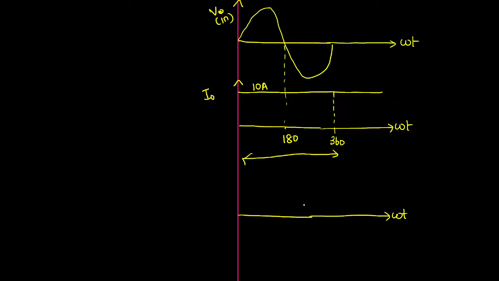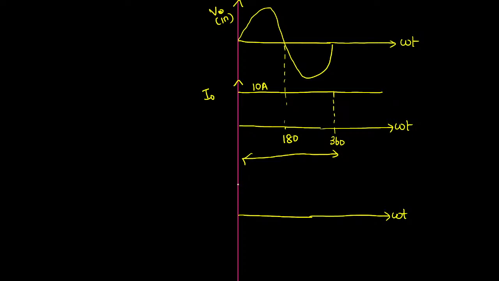For one 180 degrees, thyristors T1 and T2 will be on, and for another 180 degrees, thyristors T3 and T4 will be on. Now we have seen the waveforms. So definitely for the 180 degree, two thyristors will be in conduction. Another 180 degree, one more pair of thyristors will be in conduction.